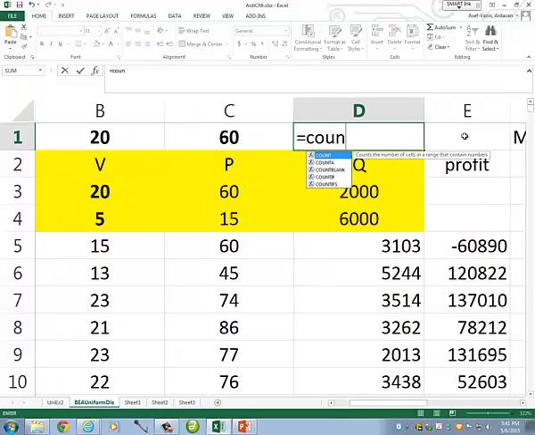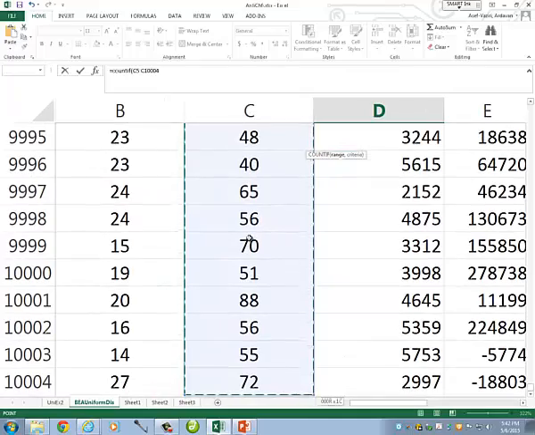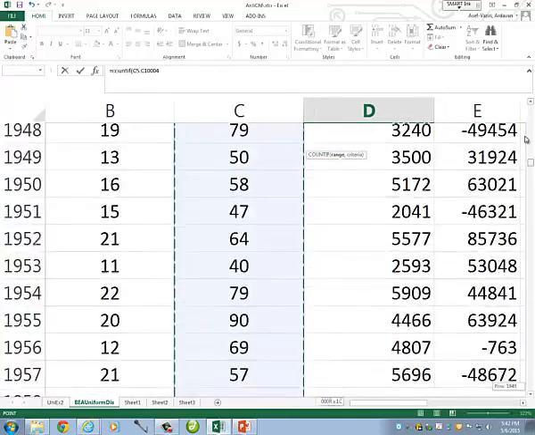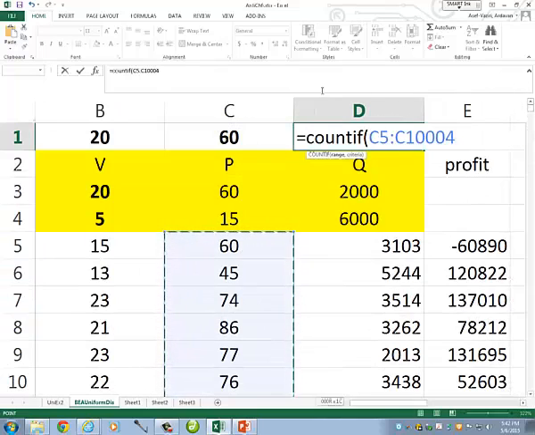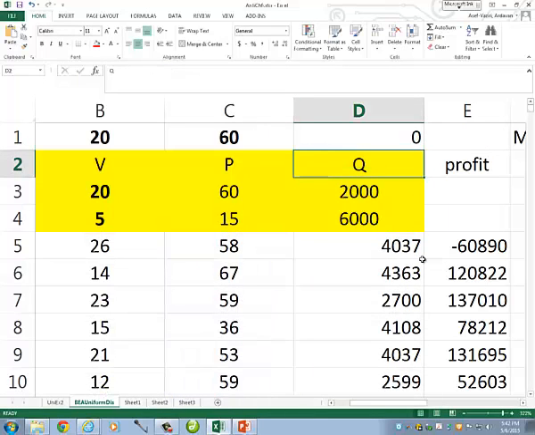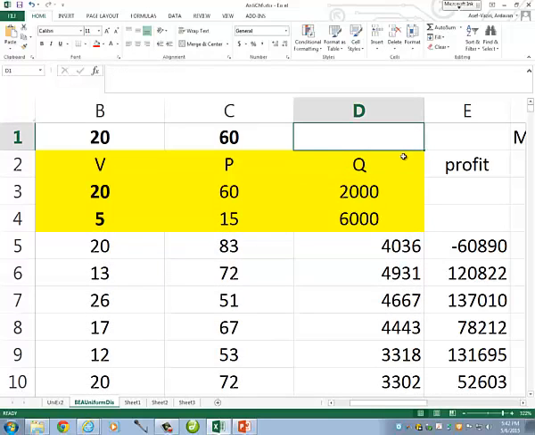Equal to COUNTIF, the range is here, COUNTIF in that range less than 0. Less than 0. None. Fortunately, all of them are positive. Otherwise, we needed to write a function here that it is equal to max of 0 and that value to make it at least 0.